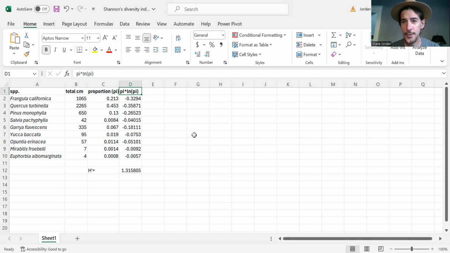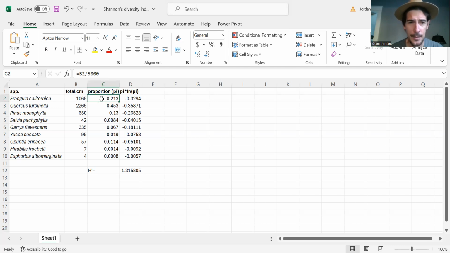So how do we go about doing this with this data? Well, it's pretty straightforward. We would take the number of centimeters that a particular species occupied within the 50-meter transect, which in this case with Frangula californica is 1,065 centimeters, and we would divide it by the total number of centimeters that the transect covered, which is 5,000 centimeters, the same as 50 meters. And we can do this for each of our species.